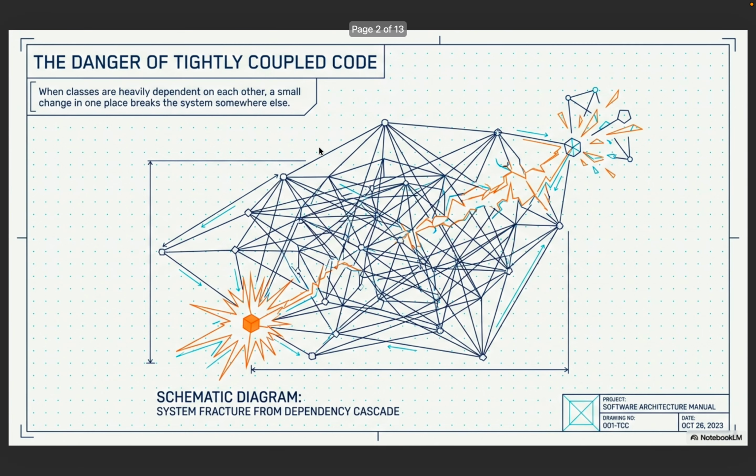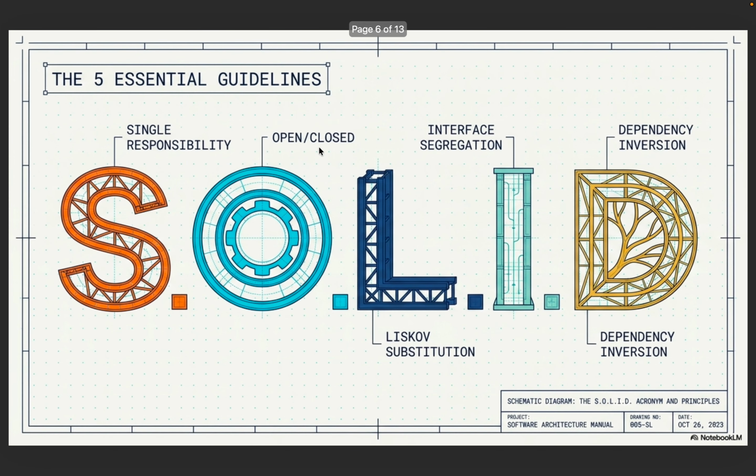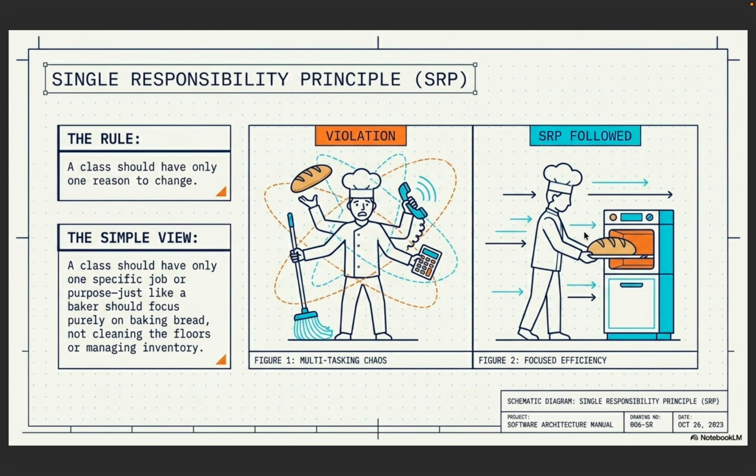Okay, now let's understand what SOLID is. Each character has a meaning, right? S stands for single responsibility, O stands for open and closed, L stands for Liskov substitution, I stands for interface segregation, and D stands for dependency inversion. Now we can go through each and every principle. First we start with S, the single responsibility principle.